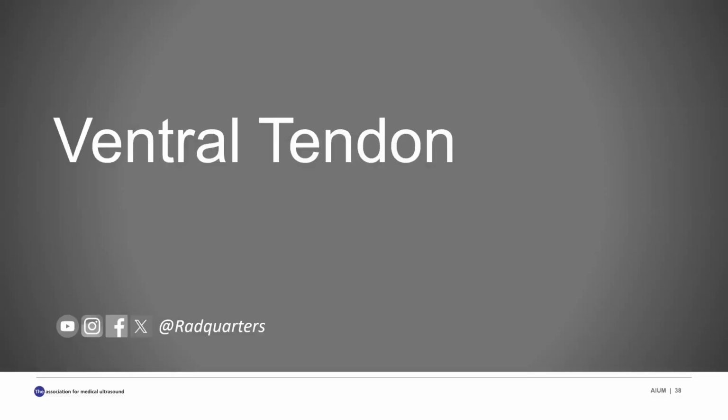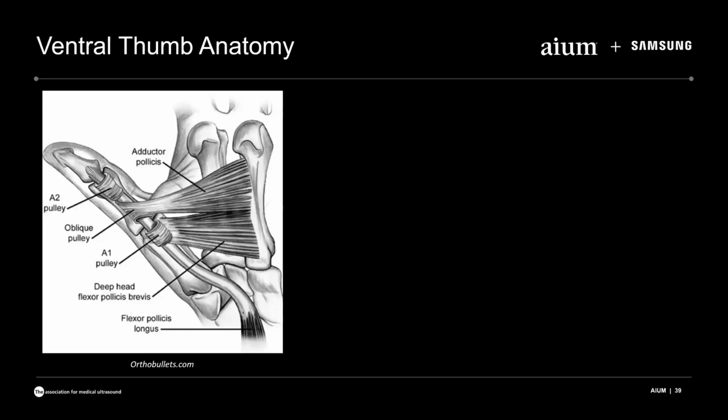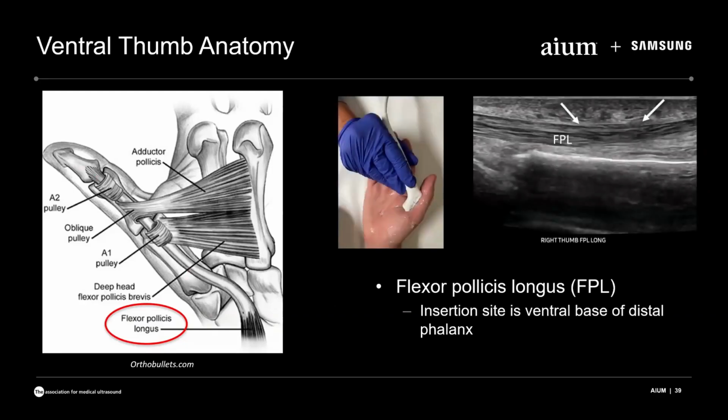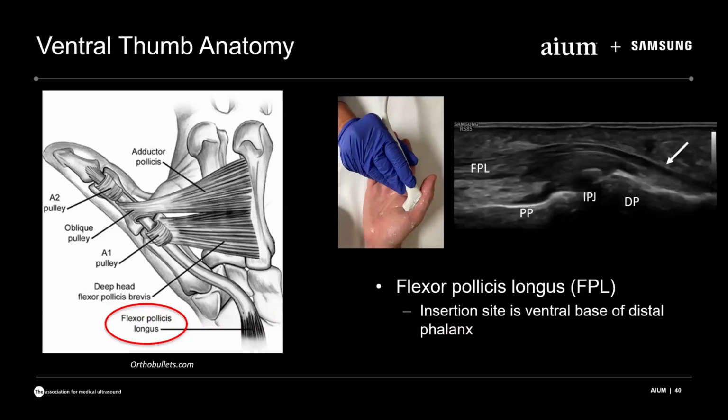All right, so let's flip over the thumb now and look at the ventral tendon. And for the ventral side, there's really just one tendon, so that makes it a little easier. The flexor pollicis longus, and that will insert onto the ventral base of the distal phalanx. So here we're scanning the ventral side, and this is the body of the tendon. So if we move the transducer a little more distally over the distal phalanx, we'll get this image where you can actually see the tendon coming down to insert on the distal phalanx.